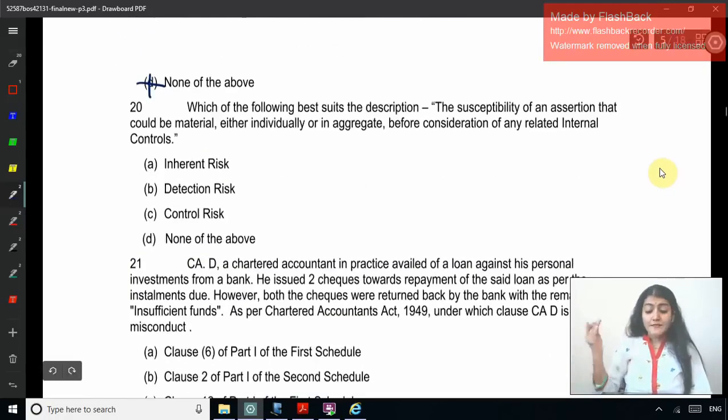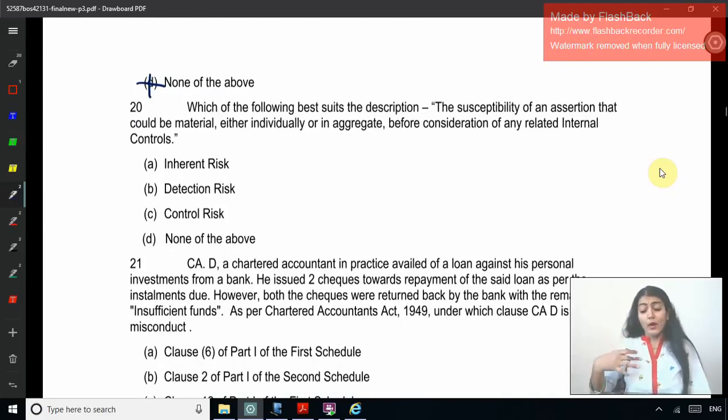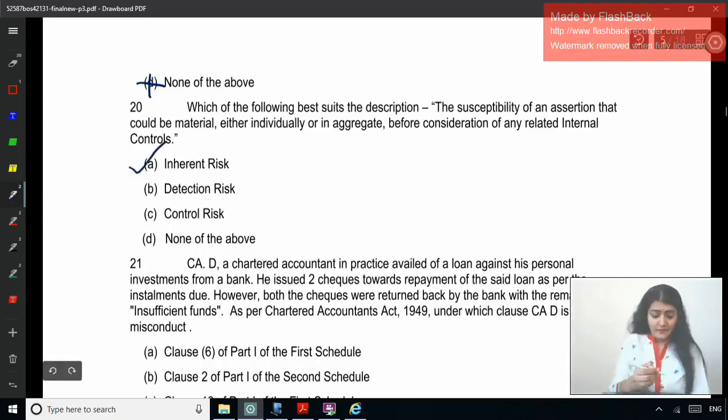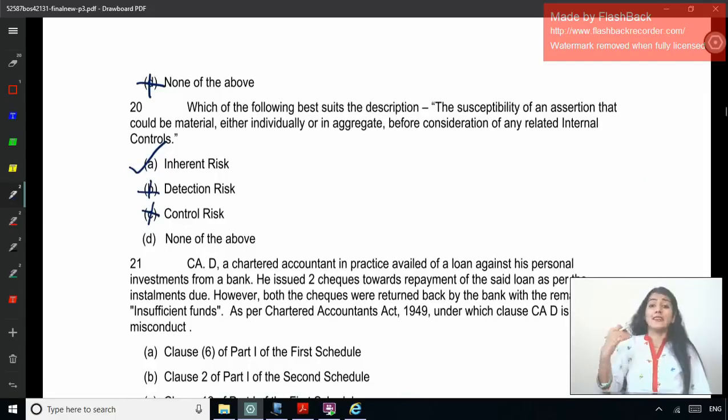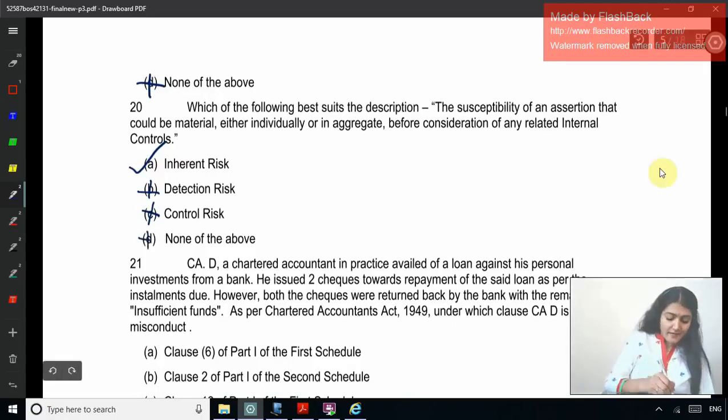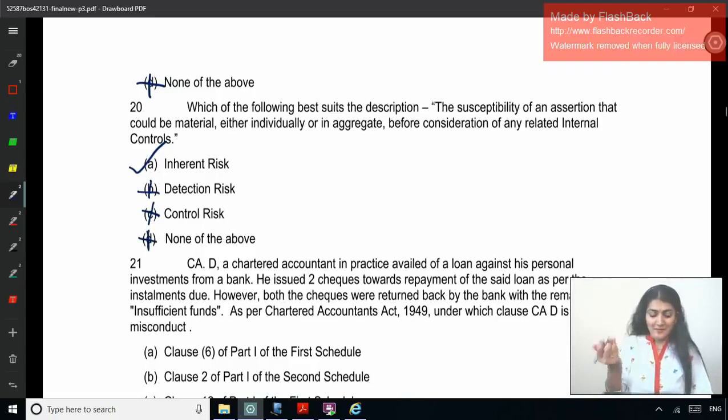Which of the following best suits the description? The susceptibility of an assertion that could be material either individually or in aggregate before consideration of any related internal control. So the possibility of a misstatement before consideration of controls is obviously the inherent risk. It is not detection risk, it is not control risk. Detection risk is that the procedures performed will not detect a misstatement. And control risk is that there is a possibility of a misstatement which will not be prevented, detected, or corrected on a timely basis by the entity's internal control. And D is just there to complete A, B, C, D, none of the above. So which is the correct answer here? A, which is inherent risk.